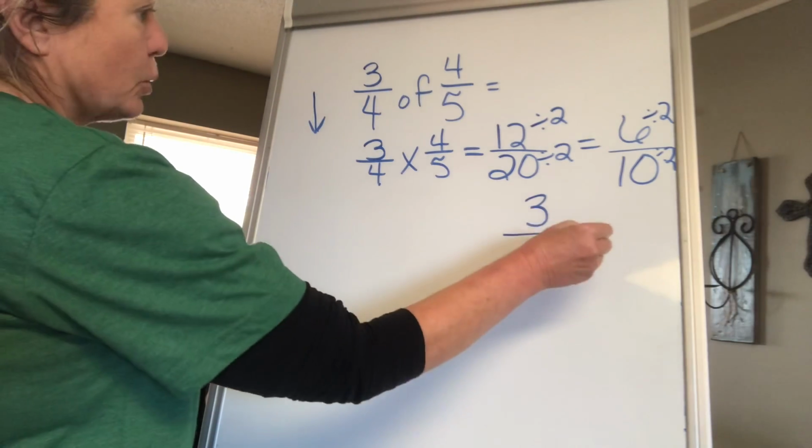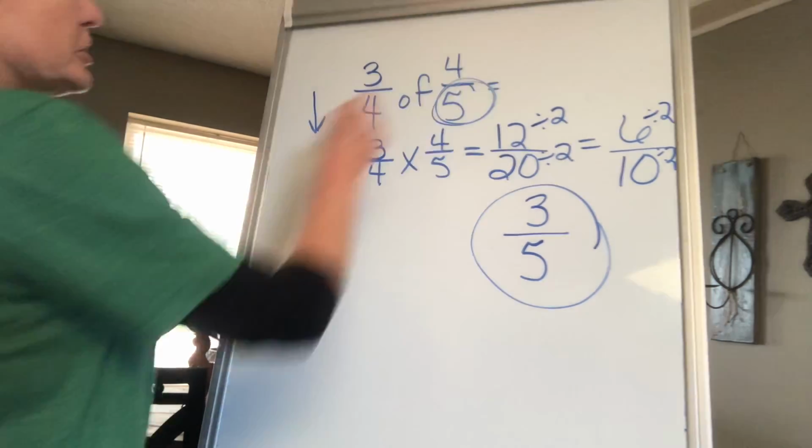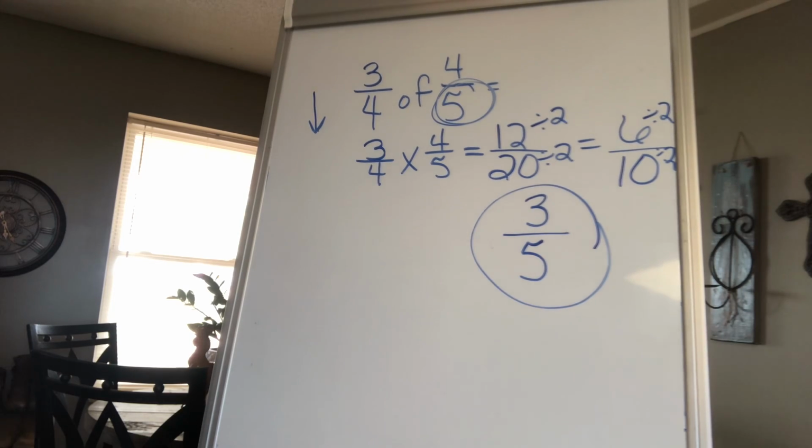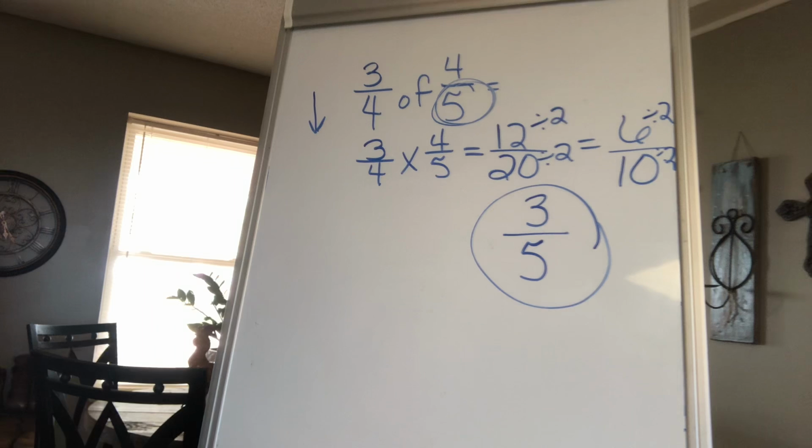So he has walked 3/5 of a kilometer. And that makes sense. We were dealing in fifths to start with, weren't we? So we know if he's walking in fifths that he has walked 3/5 of the way, or of the kilometer, excuse me.